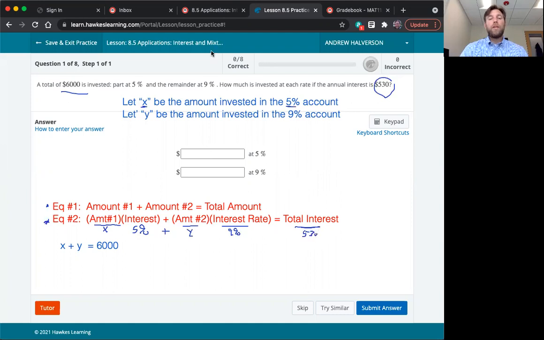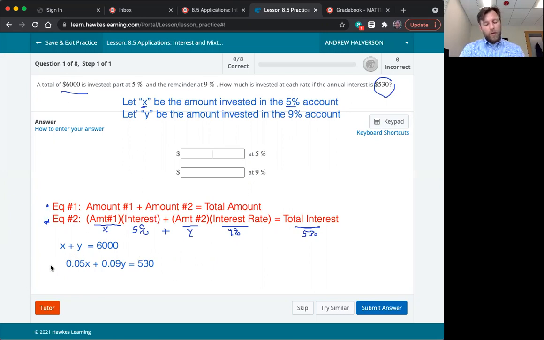Okay, so let's clean it up. I'm going to write the second equation then. We typically put the number in front, so instead of X times 5%, we're going to convert that to a decimal. So 0.05 times X plus 9% times Y, which is 0.09 times Y, and then the total interest is 530. Okay, and so there are two equations. Let me write those down because I'm going to have to erase this a little bit here.